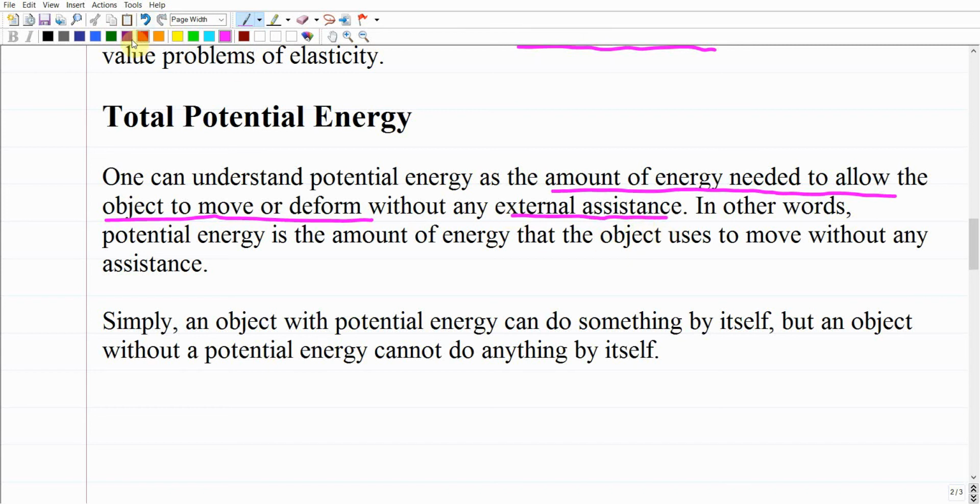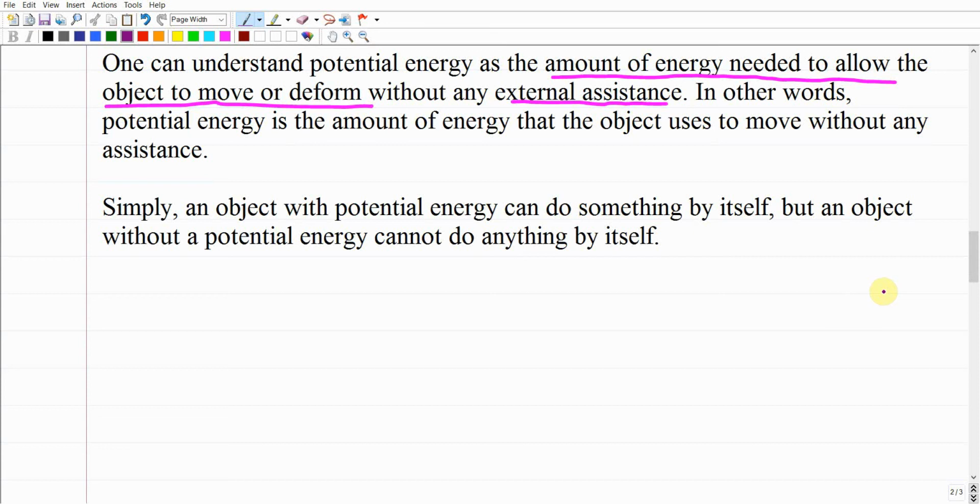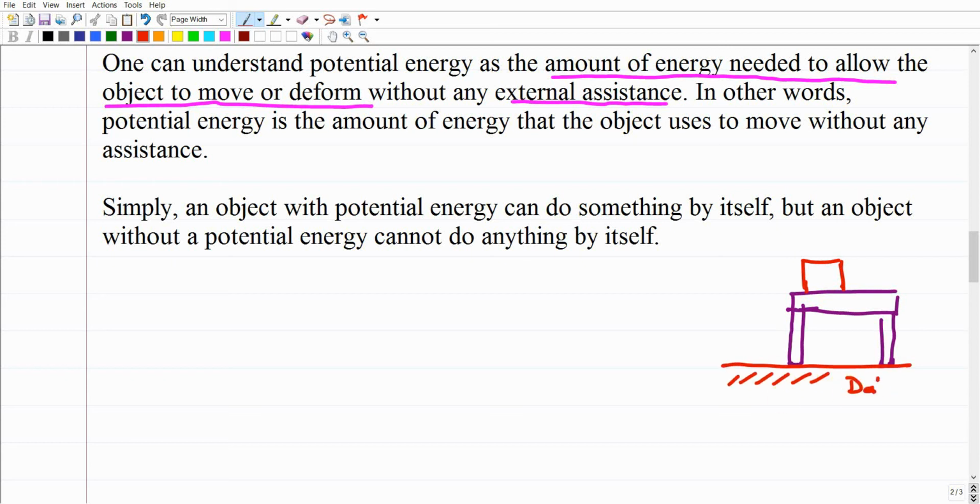Like, for example, one of the examples that you used to consider in the dynamics class, or even the static course: assume that this is a table, and over this table we're just putting an object on the top. With respect to this ground, which we're going to consider as our datum, this object has potential to move down. But because of the table, we are preventing this object from moving. But anyway, it has potential to move.